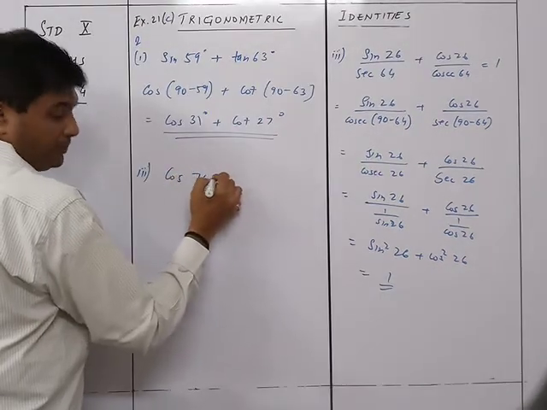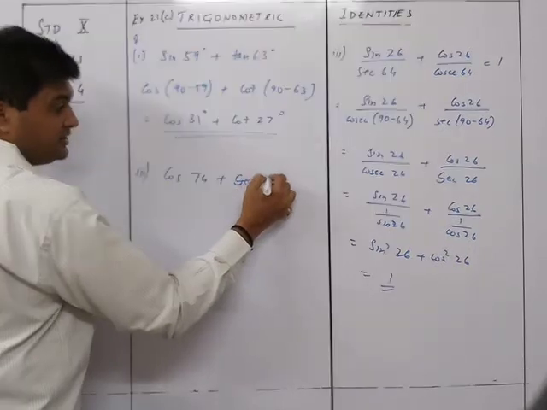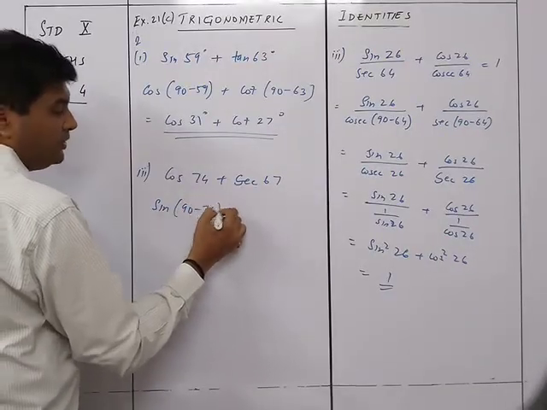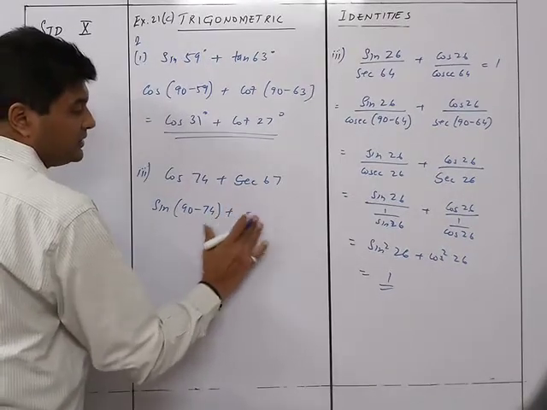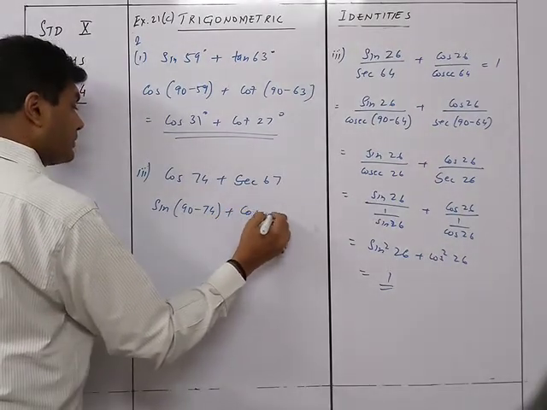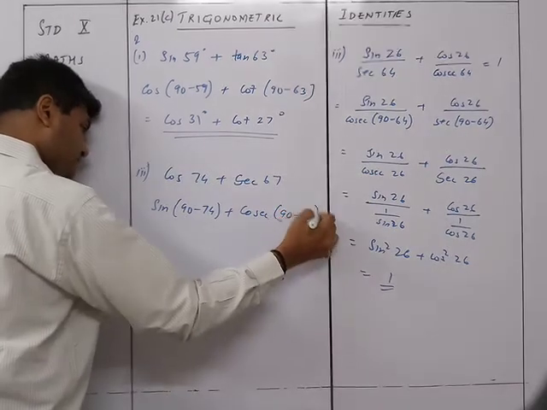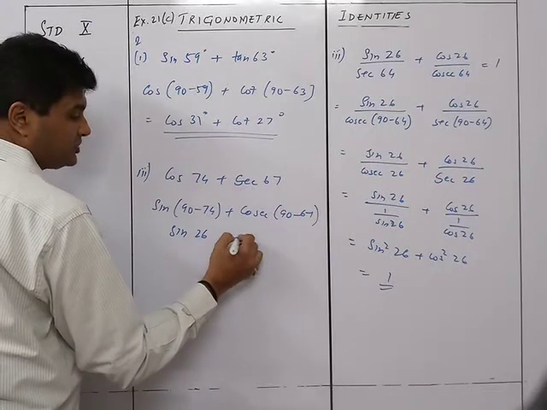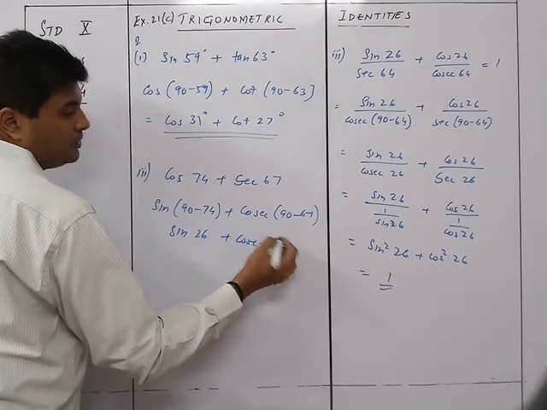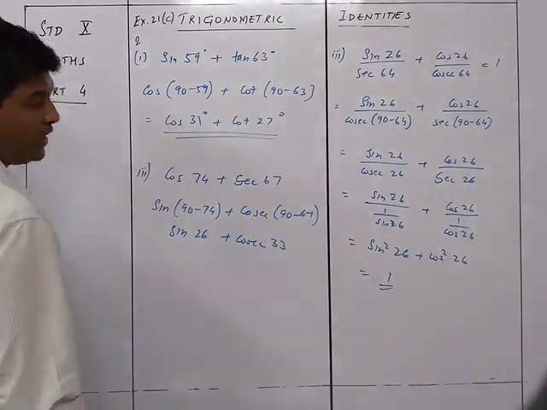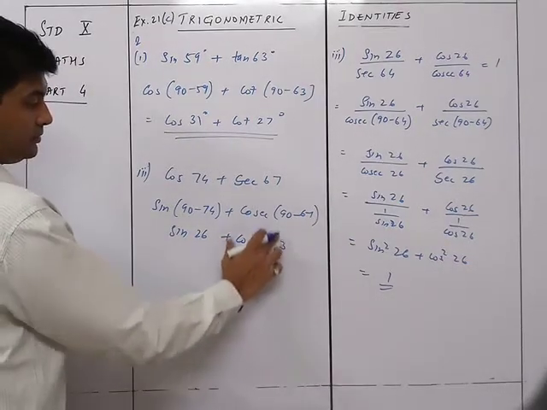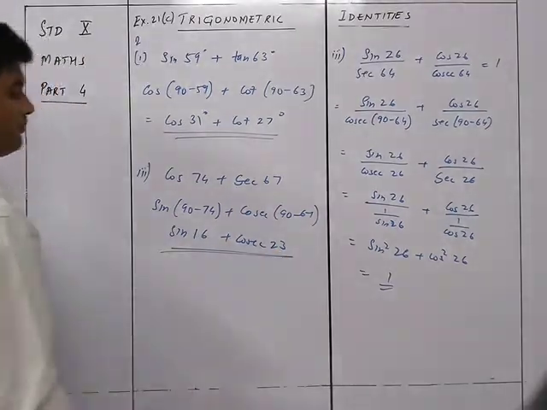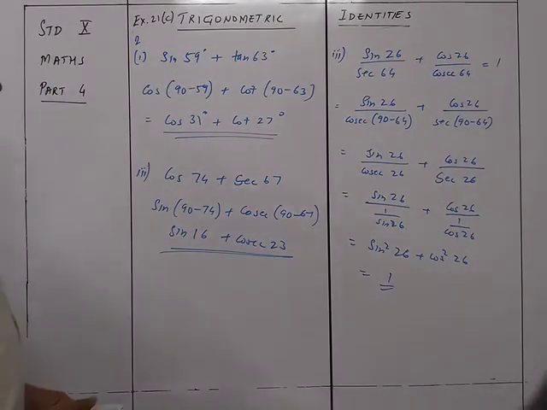Cos 74 plus sec 67, that is sin 90 minus 74 plus, for sec, cosec 90 minus 67, that is sin 26 plus cosec 23. That's the answer.